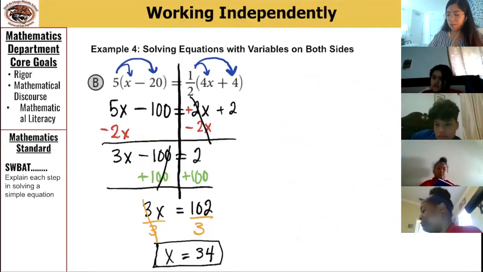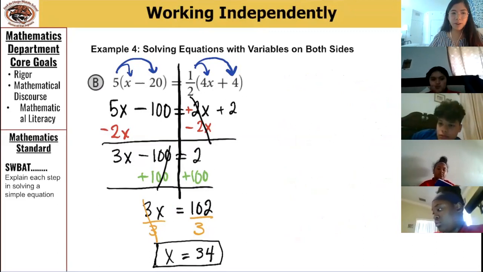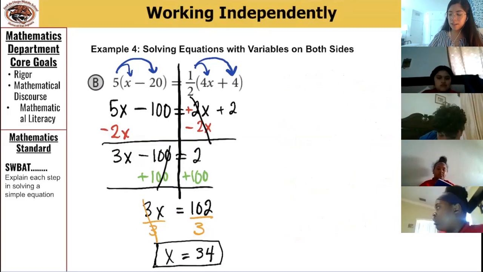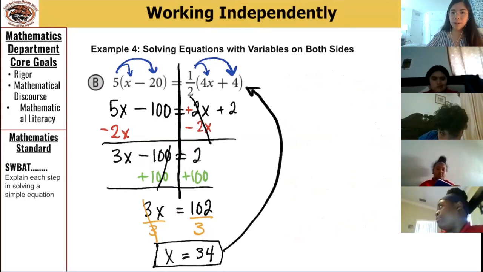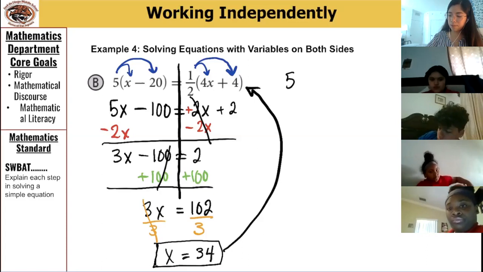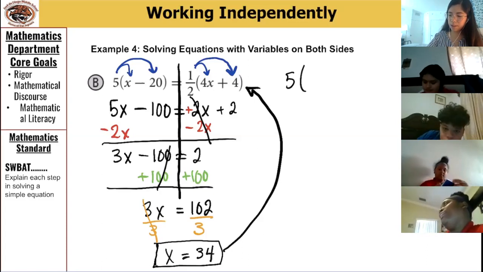So if you went all the way through, you finished the whole problem, and you got this answer, 34, the way to check to see if you're correct is to take that 34 and plug it in wherever you see X in the original problem. So I'm going to copy down the same problem, but I'm going to replace all of my X's with 34.